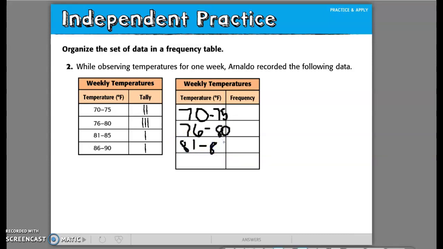So this information is not going to change. The temperatures that he selected, the range, stays the same from the frequency table to the tally chart and vice versa. So we come back over here and we count the tallies, which was 2. And from 76 to 80 was 3. 81 to 85 is 1. 86 to 90, also 1.